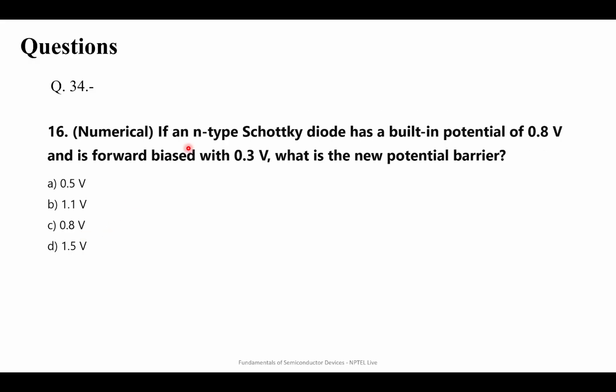Now similarly, if your built-in potential is 0.8 volts and you are forward biasing it with 0.3 volts, what is the new potential barrier? 0.5 volts, 1.1 volts, 0.8 volts, 1.5 volts.